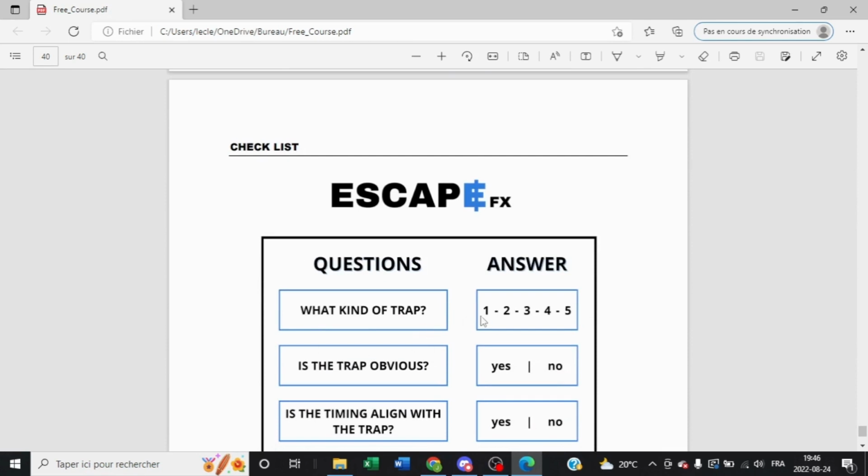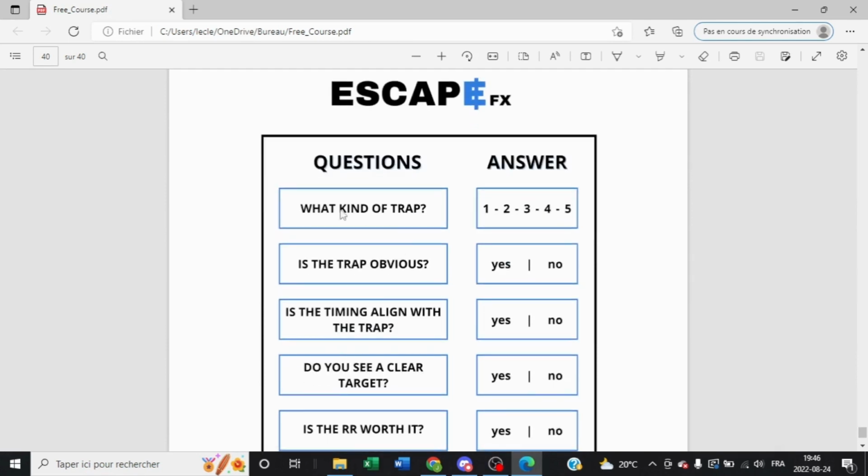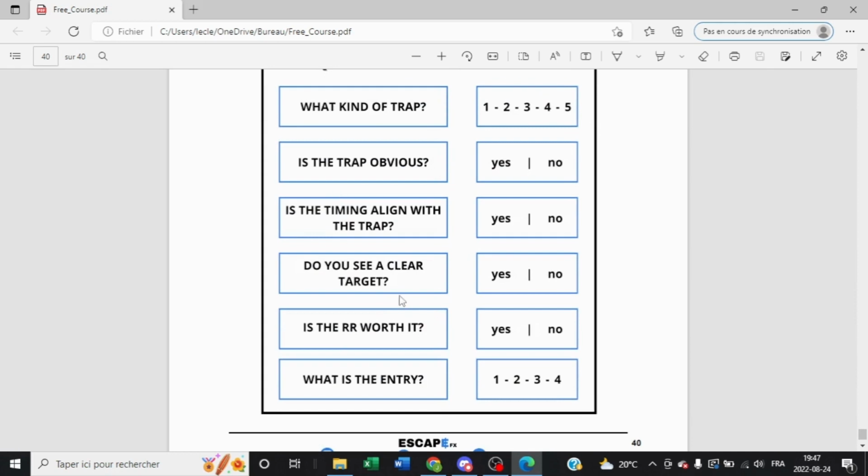So when you have a trade, the question you need to ask yourself is what kind of trap it is. Based on the trap models that I provide on my PDF, you need to say which one it is. Is the trap obvious? If it's not obvious, don't take it. It needs to be clear. And also, is the timing aligned?